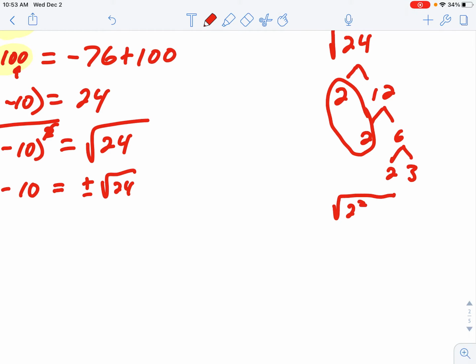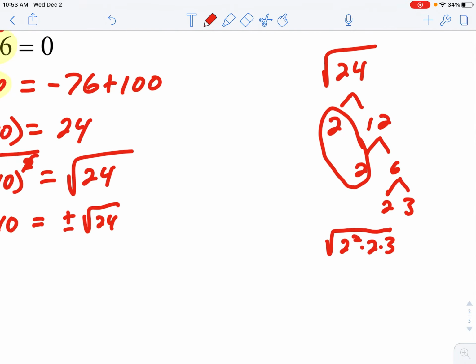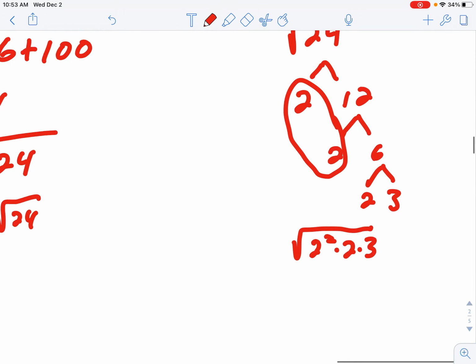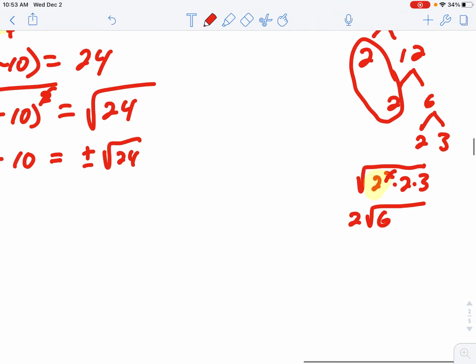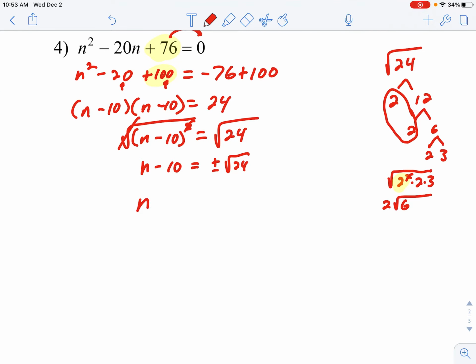Square root of 2 squared times 2 times 3. This is a whole other lesson that we did, simplifying radicals. The square root and the square cancel, or square root prison if you learned it that way. So I can bring out a 2. The other 2 and 3 don't have a power. They are not squared, so I can just turn those back into a 6. 2 times 3 is 6. So this becomes n minus 10 equals plus or minus 2 square root of 6.